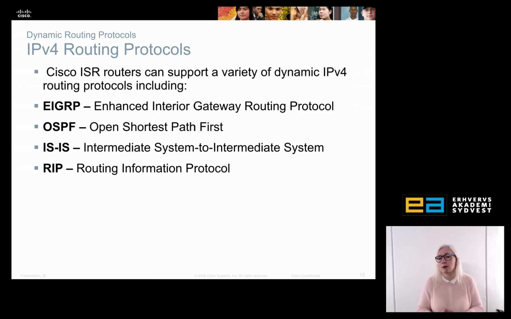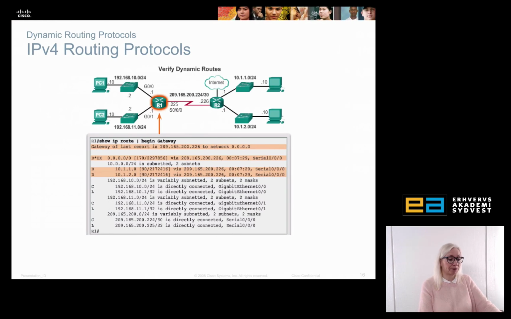You don't want to manually configure everything yourself, and then you can use one of these, for instance, IGRP, which is the Cisco proprietary protocol. We have OSPF, which is an open standard. We have IS-IS, which is also a standard routing protocol, or we can have RIP. RIP is a very old but simple one. So those are the different types.